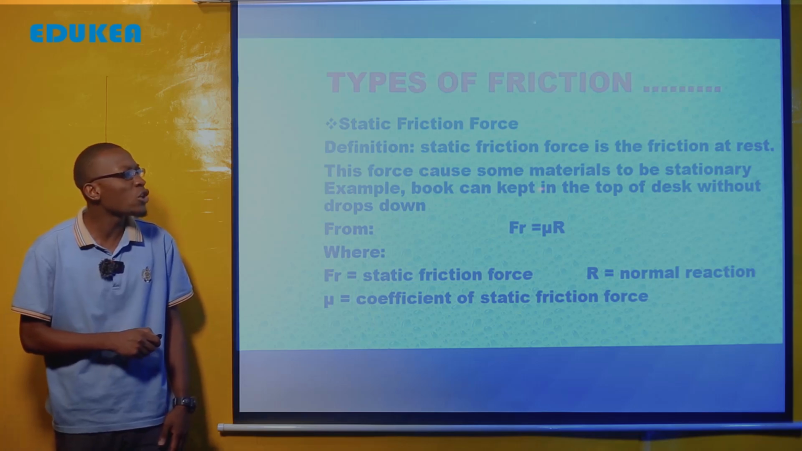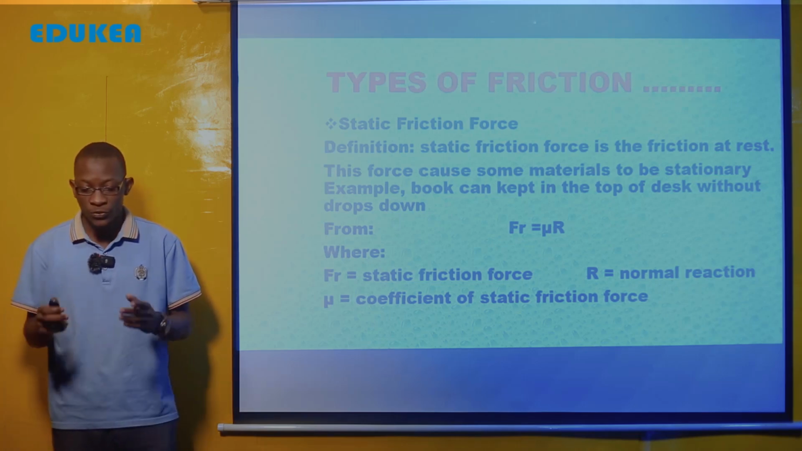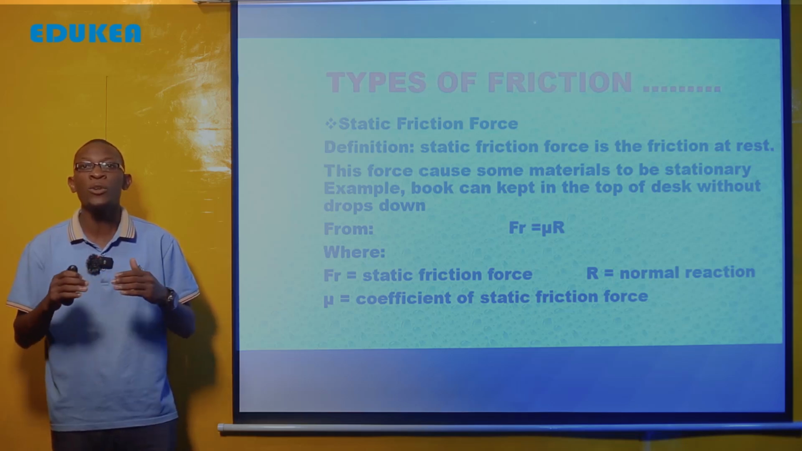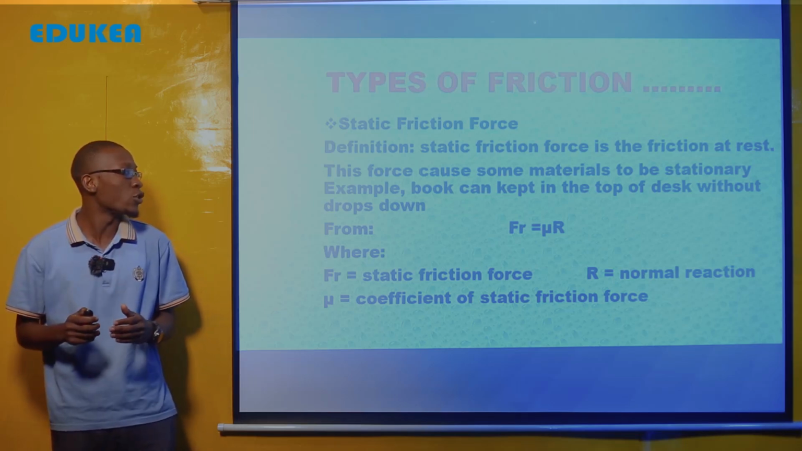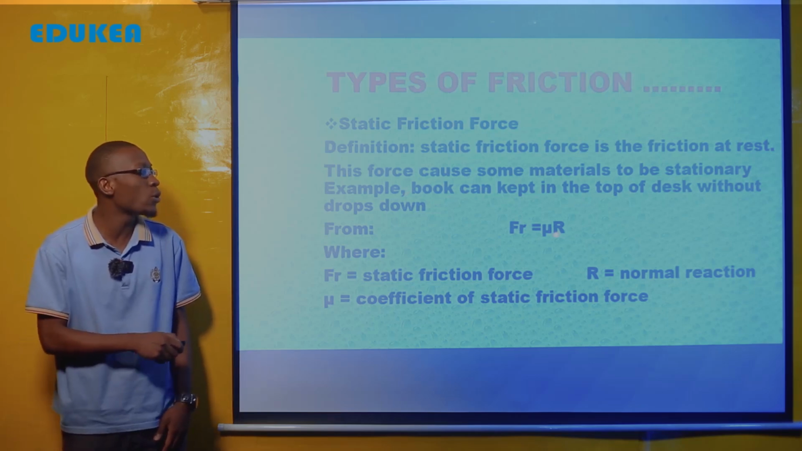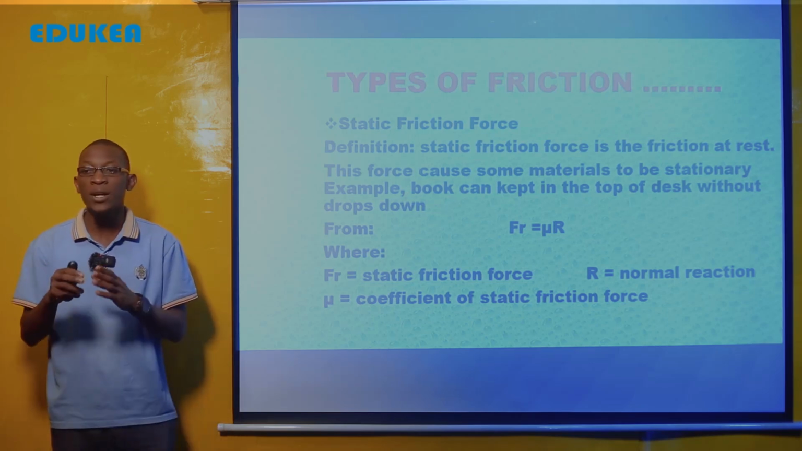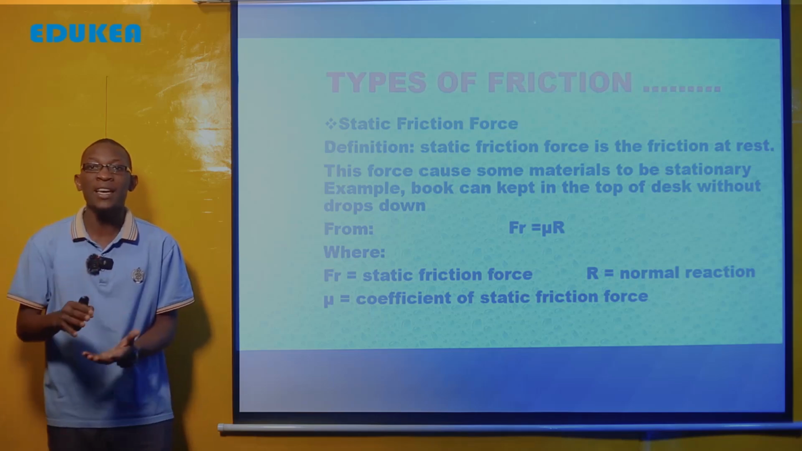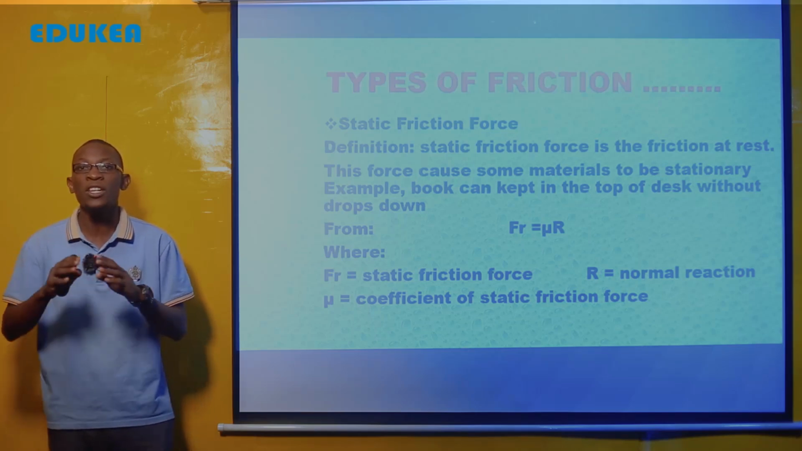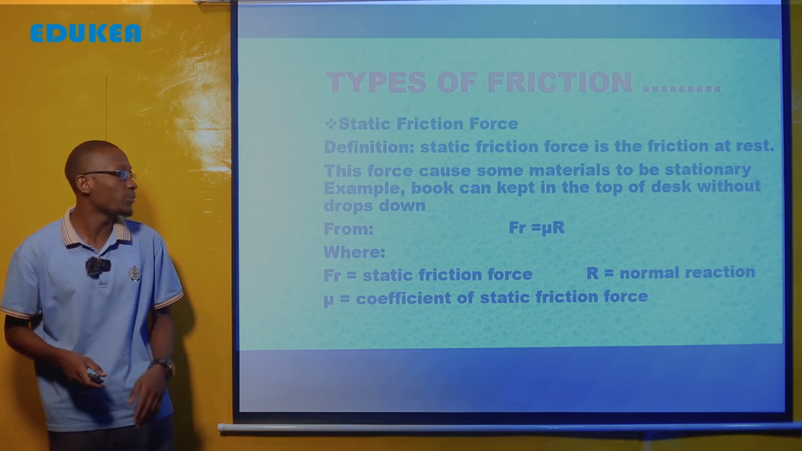This force causes the material to be stationary. So static friction ni force ambayo inafanya kitu kiweze kuwa katika stationary position. Example, a book can stay on top of the desk without dropping down. So unapochukua kitabu ukakiweka juu ya meza bila kile kitabu kuweza kudondoka, tunasema kwamba hicho kitabu kina undergo a static friction.